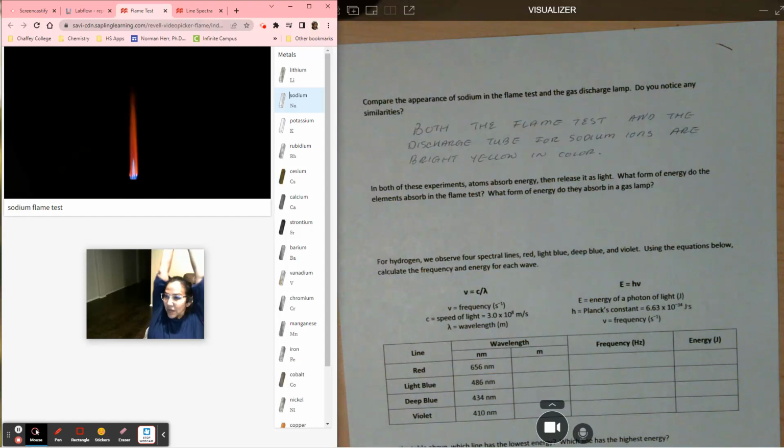All right, next one. In both of these experiments, atoms absorb energy, then they release it as light. What form of energy do the elements absorb in the flame test? What form of energy do they absorb in the gas lab? Oh, interesting. We kind of already went through that. So let's look.